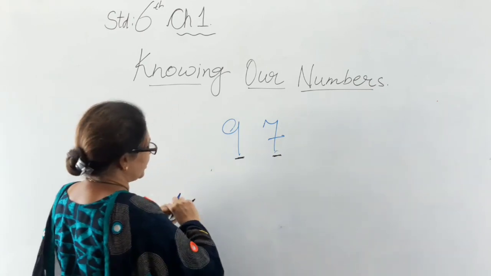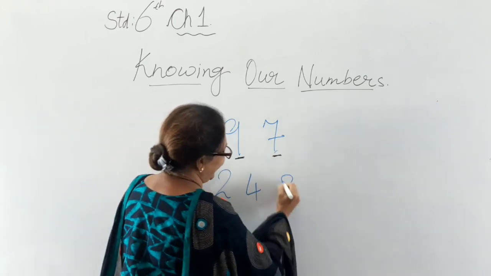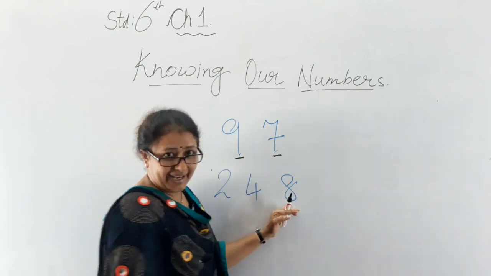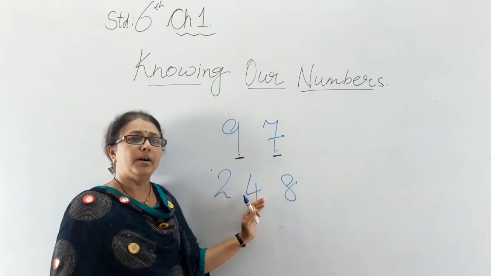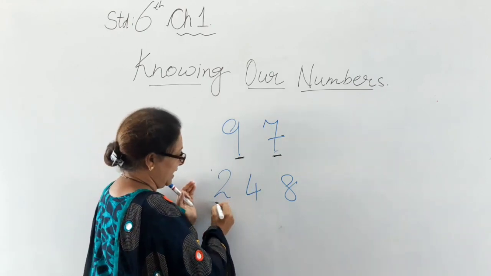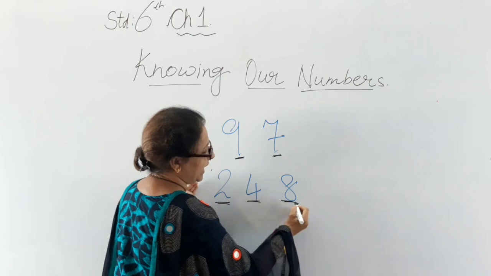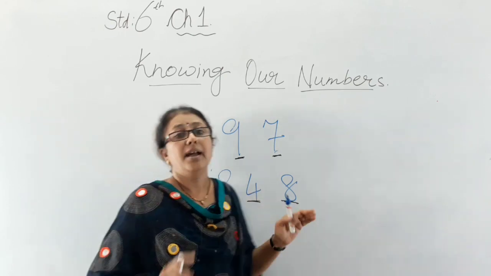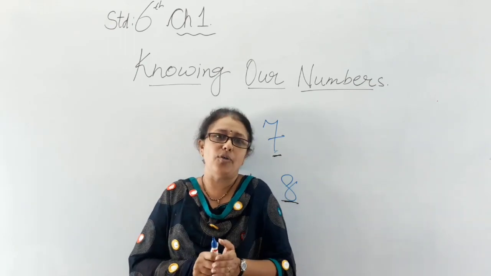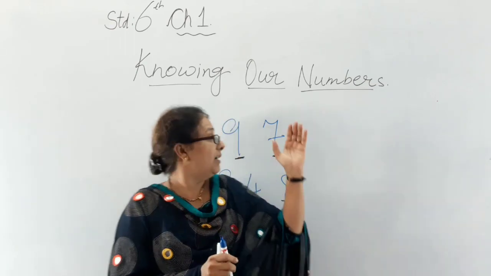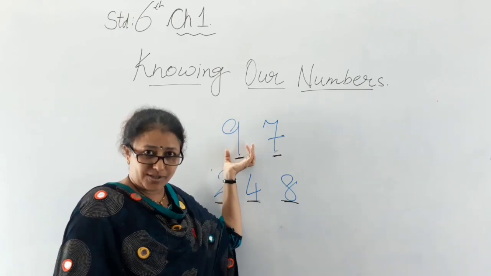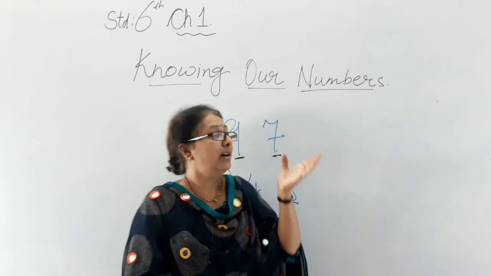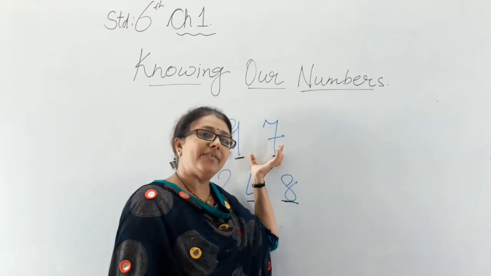Another example of a three-digit number, say 248. Here there are three different digits, 2, 4 and 8. Three different digits form the number 248. In short, numbers are formed with the help of different digits. Separately, 9 is also a number, 7 is also a number. When 9 and 7 come together, it becomes 97. Even 97 is a number.